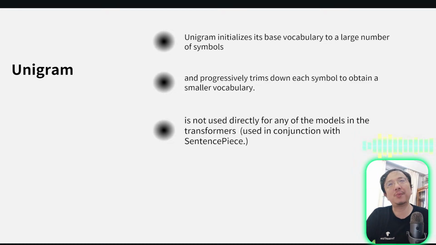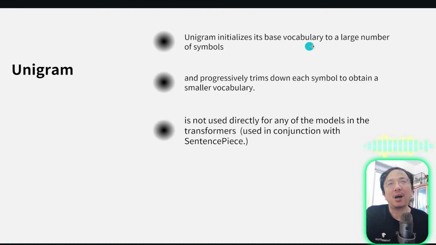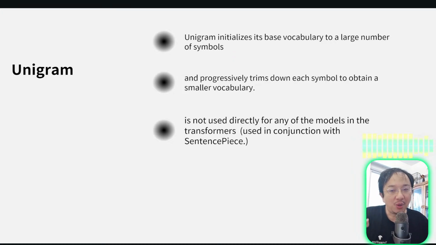So the unigram starts with a large number of symbols. In contrast to BPE or WordPiece, which start from a small dictionary, it starts with a large dictionary. And then it progressively trims down the symbols to obtain a smaller vocabulary.